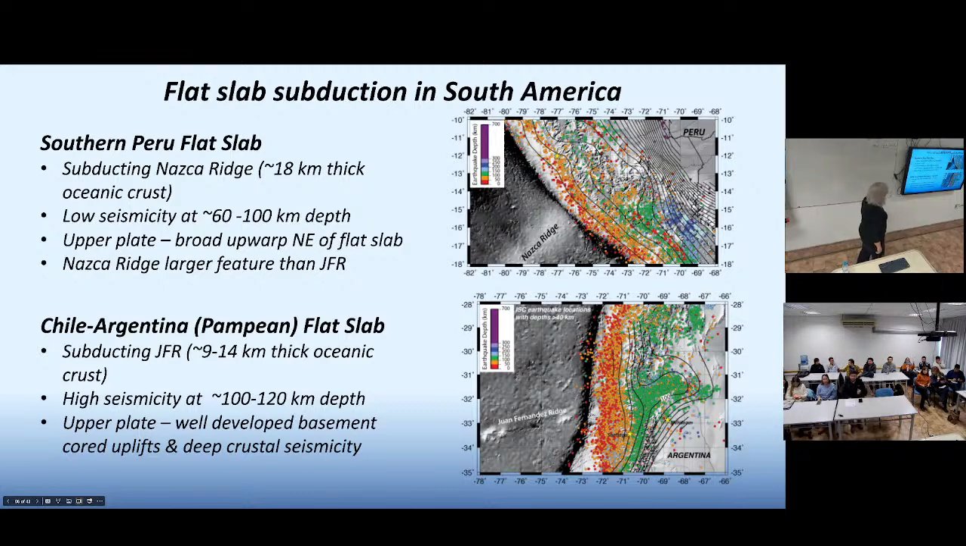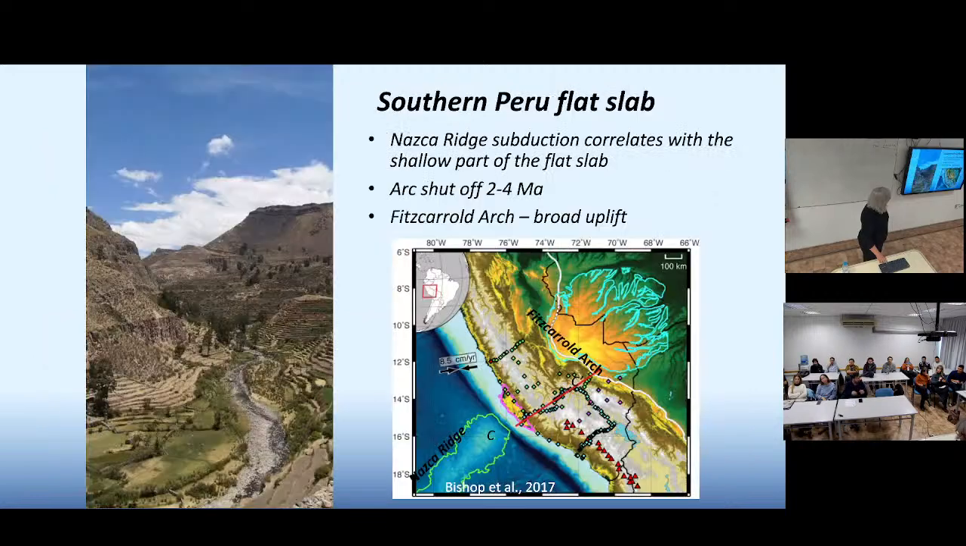Okay, no problem. I'm first going to talk a little bit about the Peru flat slab, and then I'm going to talk about the Pampean flat slab where we are. The Peru flat slab shows the Nazca Ridge coming in, and right in front of it is the Fitzgerald Arch. It's a broad uplift. There are no faults at the surface, so it's very different from the Sierras Pampeanas. But it seems to be right in line with the subducting Nazca Ridge.